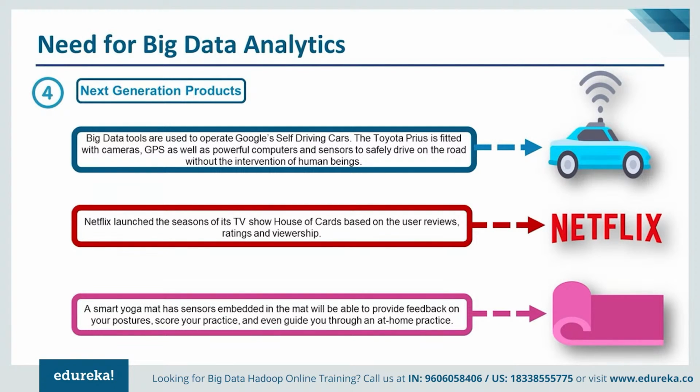Another example of a self-driving car is the Toyota Prius, which is fitted with cameras, GPS, as well as powerful computers and sensors to safely drive on the road without the intervention of human beings. So this is how big data is really contributing to making such high-tech products, which in the long run we'll probably be using, and it will make our life easier.